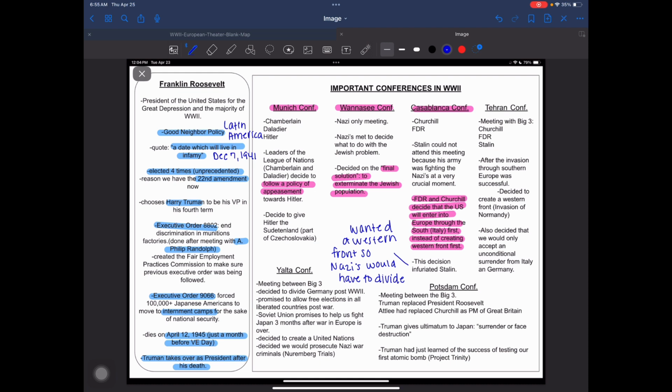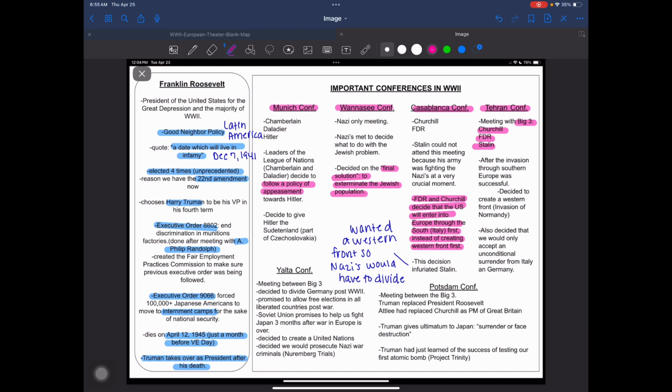And then, let's move on to the next conference here. It's called the Tehran Conference. And this is where the big three are going to meet. We're often calling them the big three. That's going to be Winston Churchill with Britain, FDR with the United States, and Joseph Stalin with the Soviet Union. And this is after we've come in through Southern Europe.